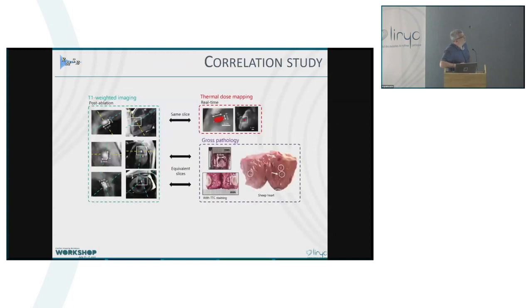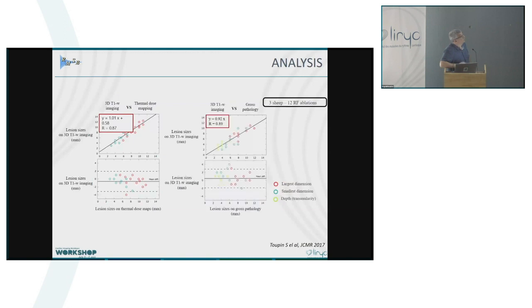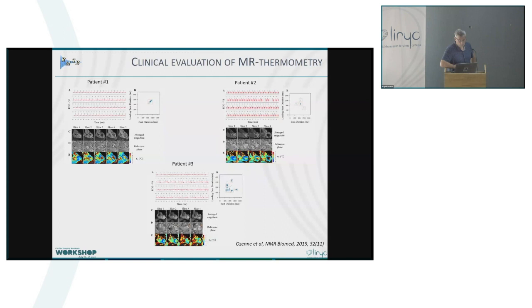compared the size we measured on the 3D images with the size we measured on the thermal dose images, and with the dimension of the ablated region after we explanted the heart. These are the correlation curves, and what you see is that we have very good correlation. In other words, we can use MR thermometry and dosimetry to predict the lesion size.